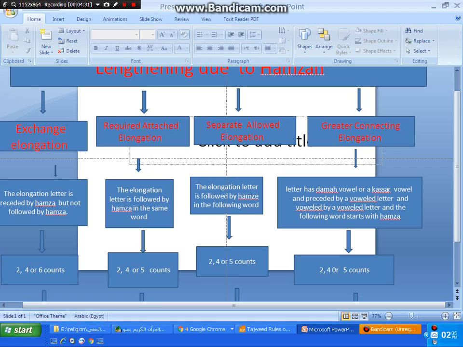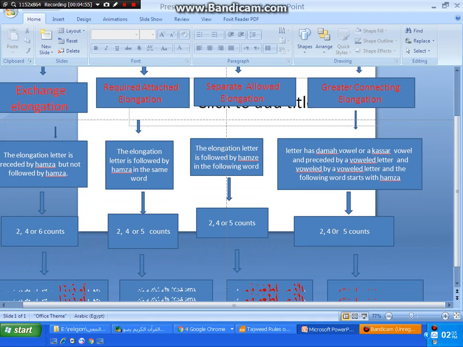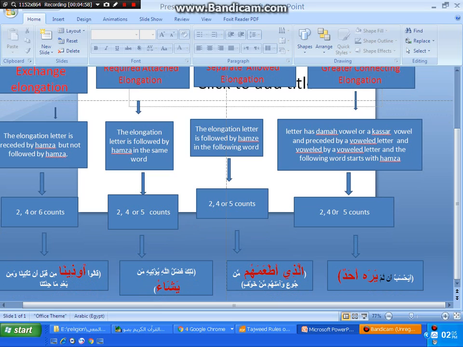So the ha should have dhamma or kasra only, be preceded by a vowel letter and followed by a vowel letter, and the next word should start with Hamzah. This is called greater connecting elongation. We can prolong it 2 or 4 or 5 counts. It is explained in the example, we'll make it clear here. أيحسب أن لم يره أحد.